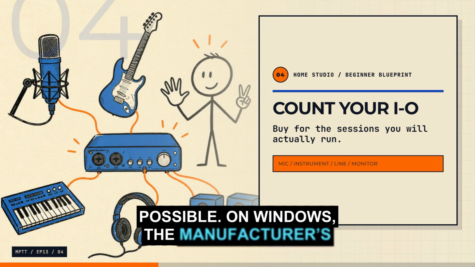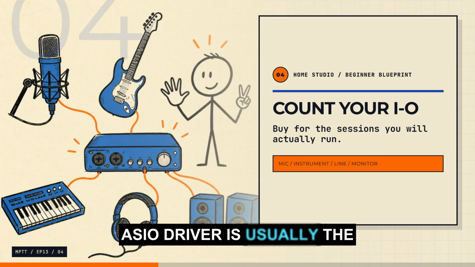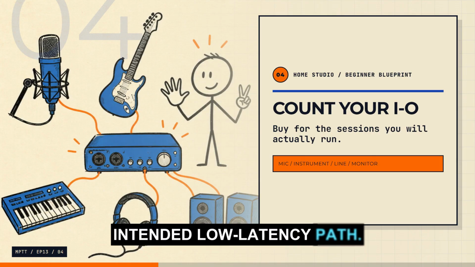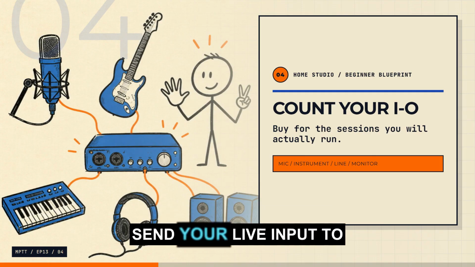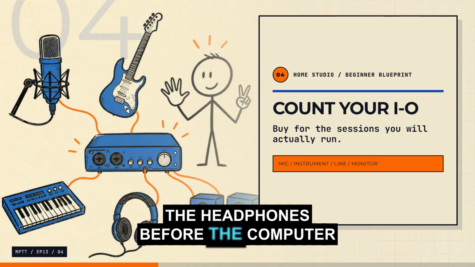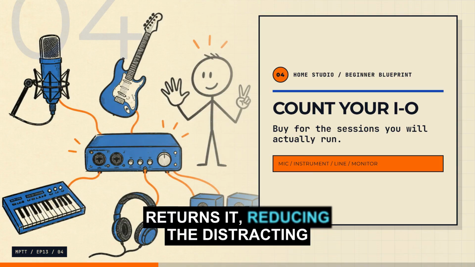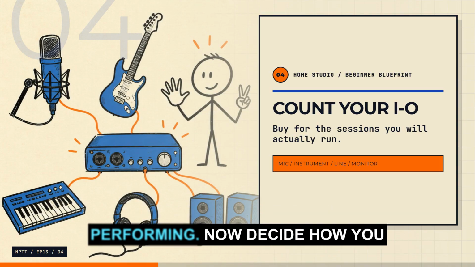On Windows, the manufacturer's ASIO driver is usually the intended low latency path. A direct monitoring feature is especially valuable because it can send your live input to the headphones before the computer returns it, reducing the distracting delay you may hear while performing.